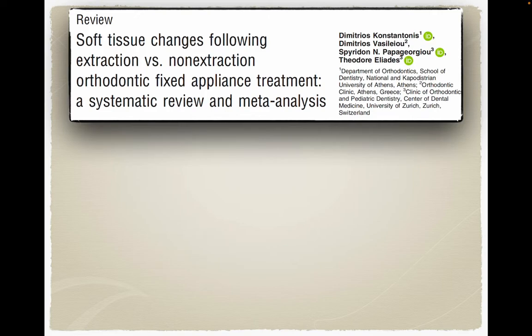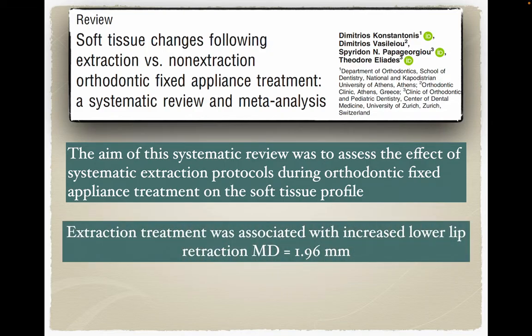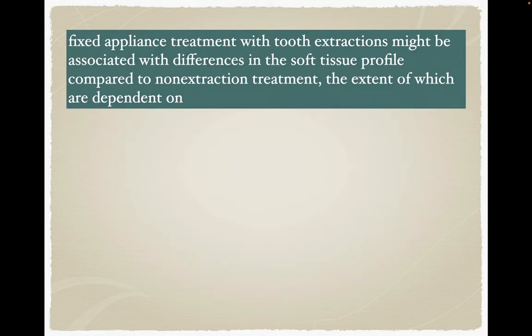And this is another study in which they looked at the soft tissue changes following extraction and non-extraction to see how many millimeters you can expect the profile to change when you do extraction. And what they found is that when you do extraction, the lower lip can retrude up to 1.9 millimeters, while the upper lip can retrude up to 4.9 millimeters. However, we should be very careful when we read these numbers because it's different between patients. That's an average value or the maximum value, sorry. So what they concluded is that fixed appliance treatment with tooth extraction might be associated with a difference in soft tissue profile compared to the non-extraction treatment.